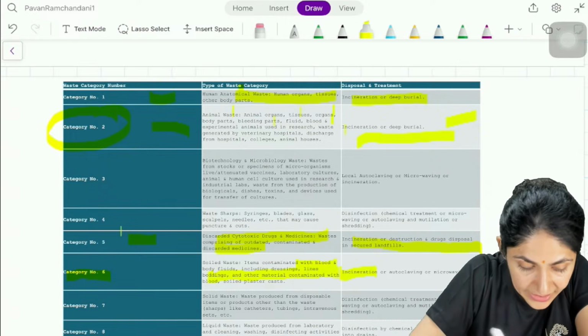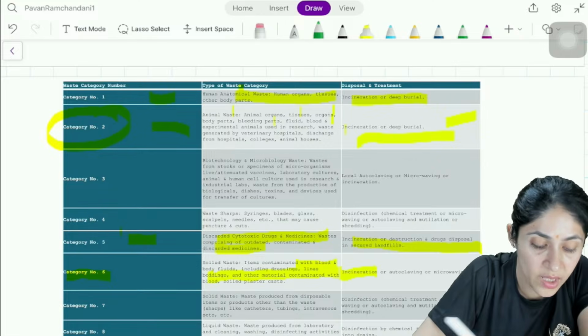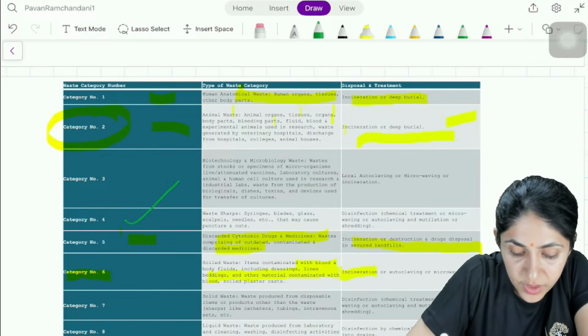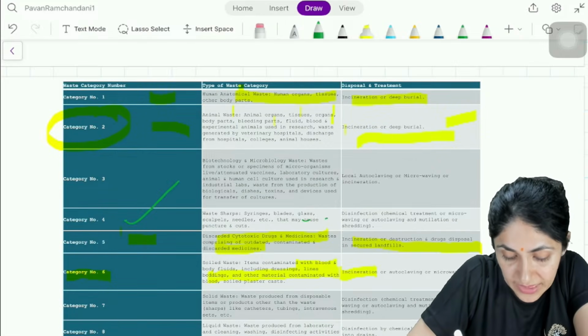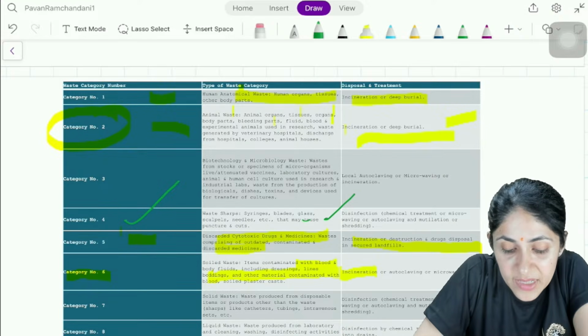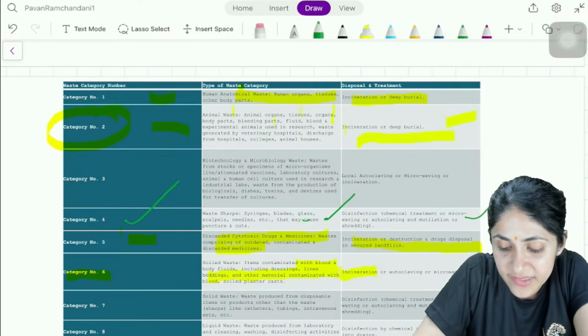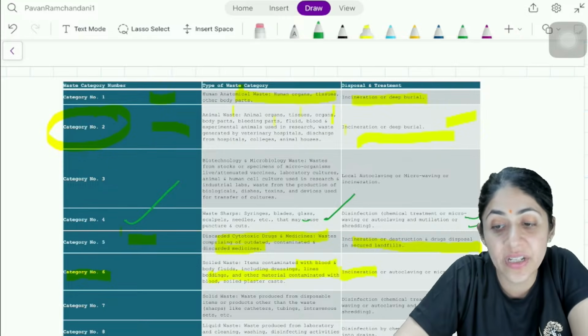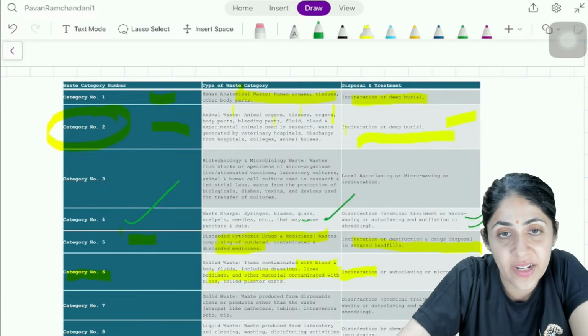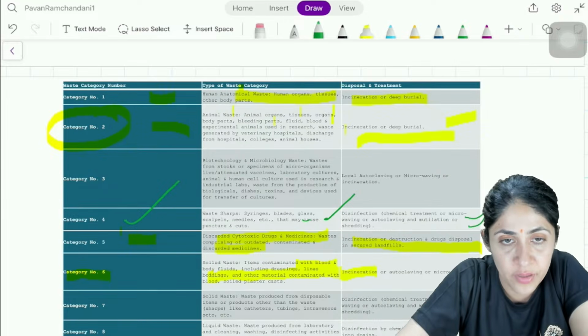Disinfection. Category number 4, this is what they have asked, is basically your waste sharps, that is syringes, blades, glass. All these things are disinfected. You chemically treat them and you disinfect these things. That is called category number 4.